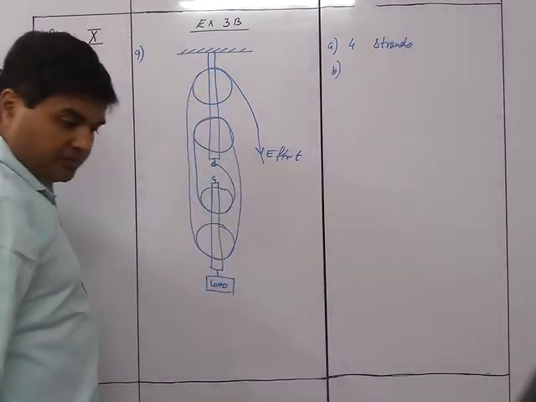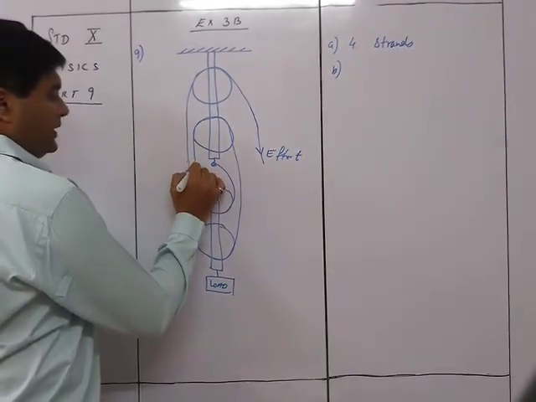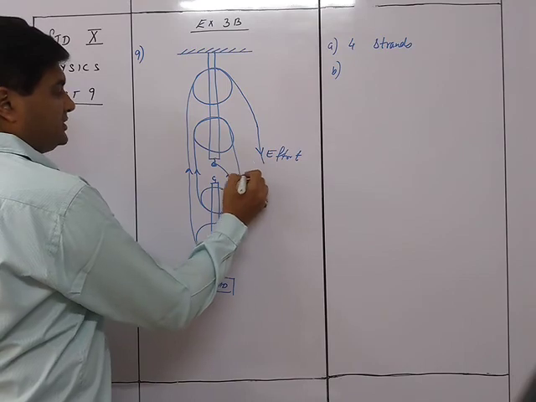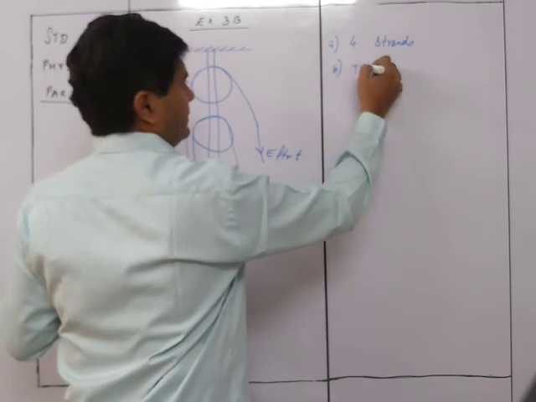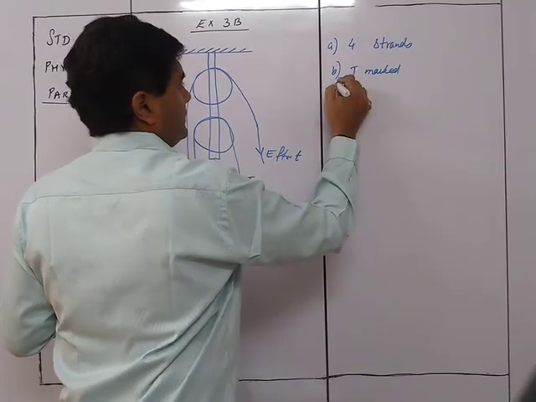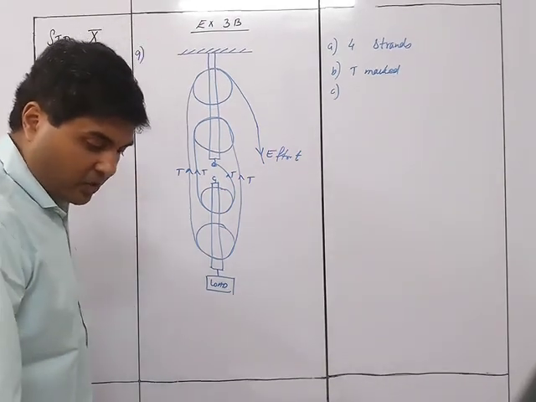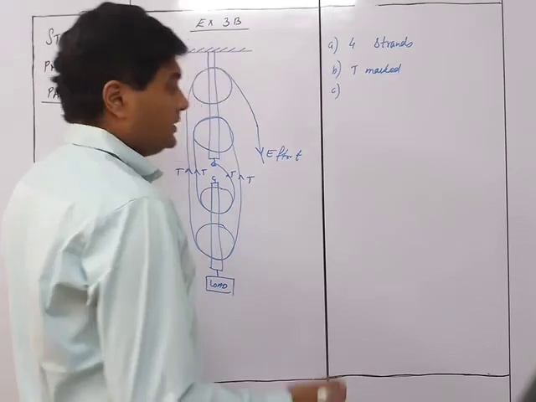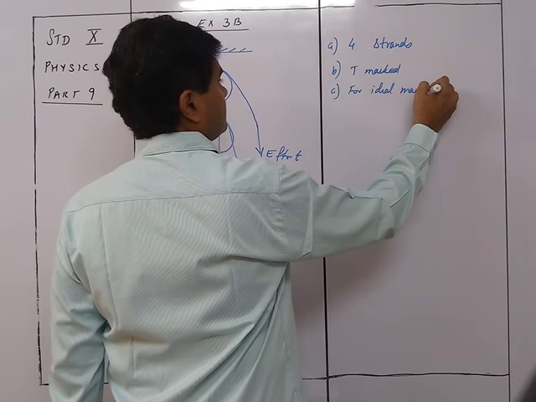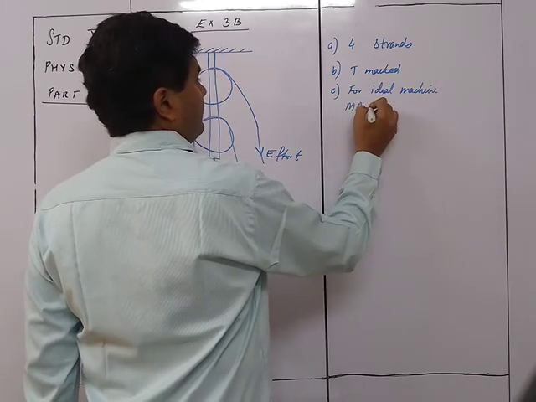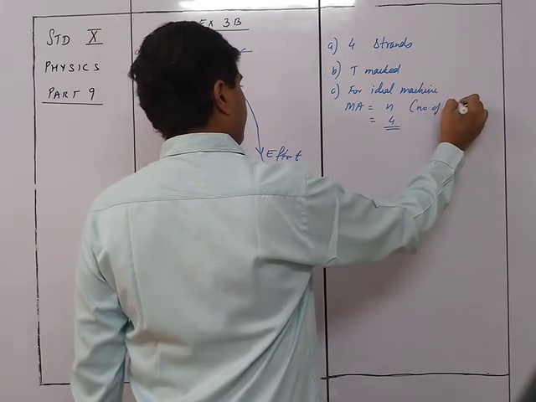The B part is draw arrows to represent tension in each string. So we have tension in 1, 2, 3 and 4 as T, T, T and T. So this will be marked over here. The C part: what is the mechanical advantage of the system? They are not given anything, but if it is an ideal machine, then for an ideal machine, MA is equal to N is equal to 4, the number of pulley strings.